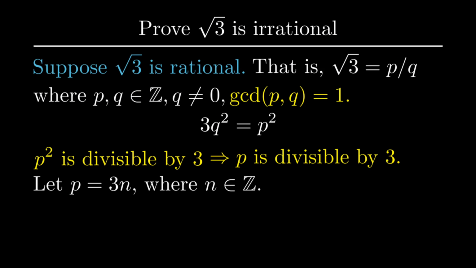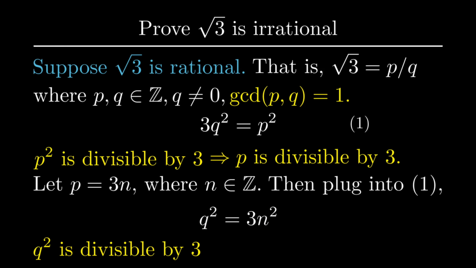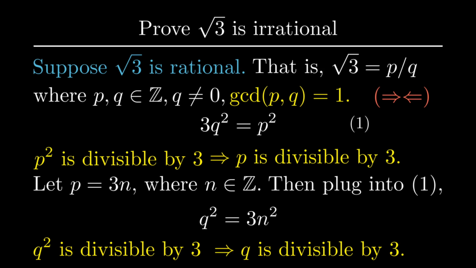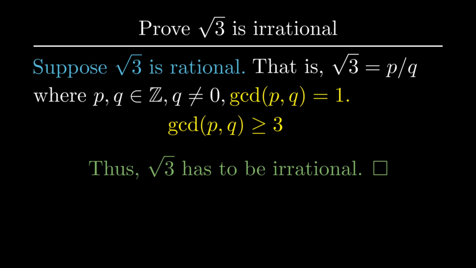Now we can write p as 3n since we know it is divisible by 3, and then we can substitute this into our equation in question. We now get that 3q squared equals 9n squared, which simplifies to q squared equals 3n squared. But this equation now tells us that q squared is divisible by 3, which we know means that q must also be divisible by 3. Hence both p and q are divisible by 3, which contradicts our initial assumption about rational numbers.